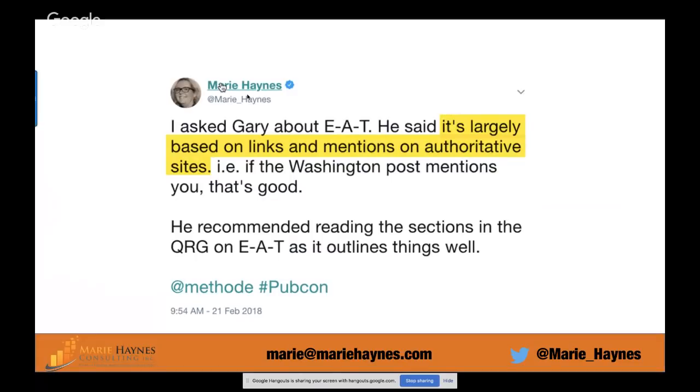So he said, if the Washington Post mentions you, that speaks to your EAT. He also said that Google knows which parts of the web can be easily bought into. And so he mentioned if you get a link in the contributors section of Forbes, Google knows that those are very easy to buy and that link probably wouldn't speak to your EAT. So the point here, the vast majority of where Google gathers EAT information is about what other authoritative sites are saying about you. And so this is an important thing to know.